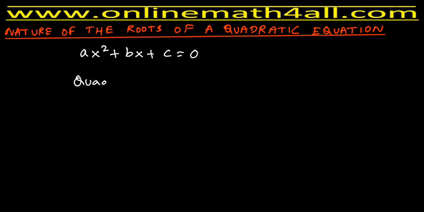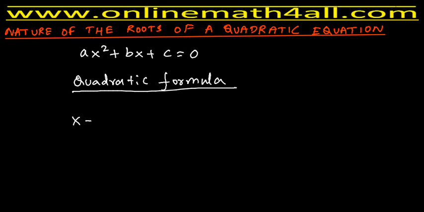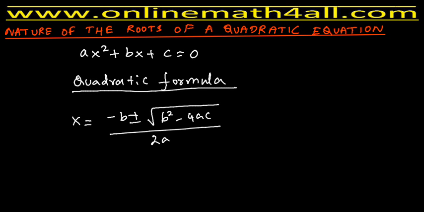So we all know the quadratic formula. The quadratic formula is x = (-b ± √(b² - 4ac)) / 2a. In this quadratic formula, we have two roots. Let us consider the sign which is between negative b and the square root. We have positive or negative. Now I am going to separate the two roots by using this sign.